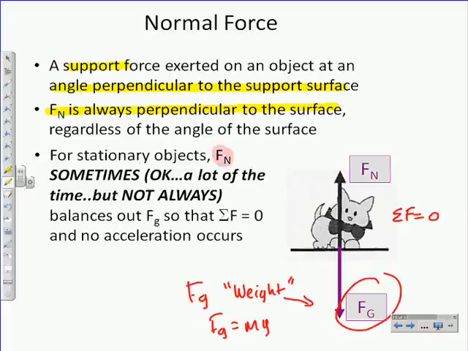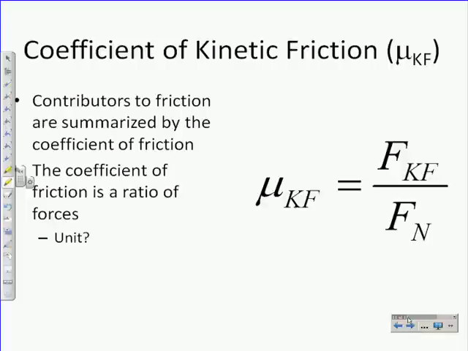for a stationary object, F of n, almost always, not always, but almost always, is going to balance out gravity so that the net force is equal to 0. That creates an equilibrium situation and no acceleration occurs, at least here in the y dimension or the up and down dimension. Okay? So a lot of times the normal force is equal to the force of gravity, but not always. That normal force goes into determining what the actual value of friction is going to be through something that we refer to as the coefficient of friction.